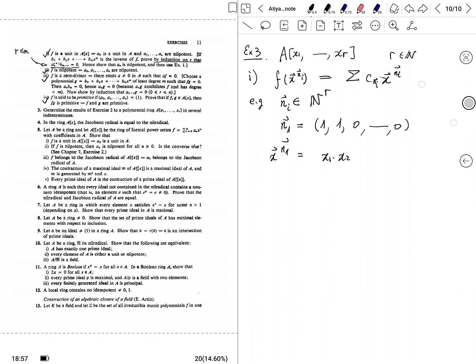Return to this form. So it is C_I and x^I. Or just call it I, doesn't matter. Just to make sure it corresponds your coefficient with degree. Okay. I think it's better to write this.